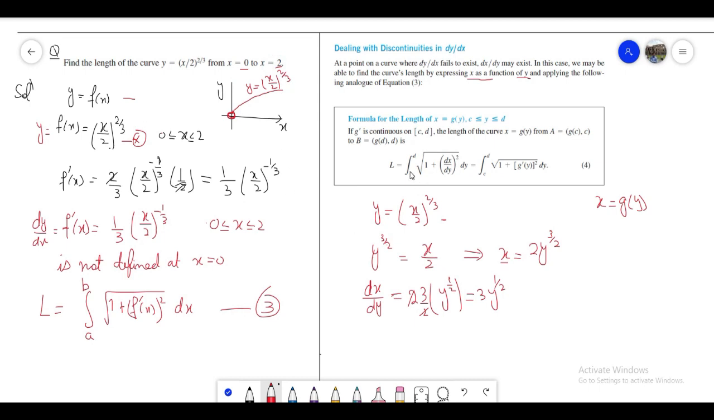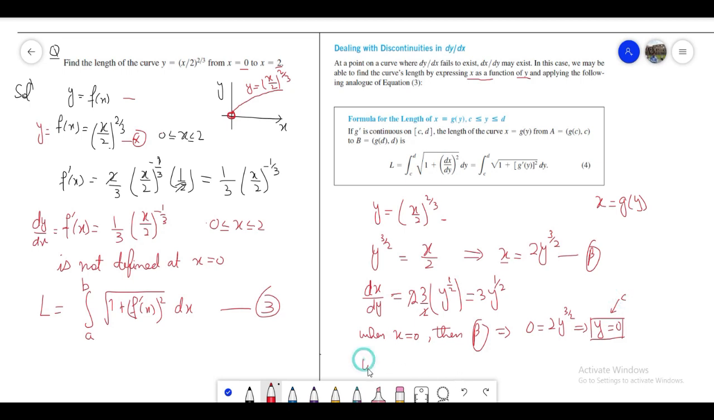Now we have to solve this limit of integration, not for a to b, but for c to d. When x is equal to 0 in this case, let me call this equation beta. Then equation beta implies x is equal to 0 over here. So this is 2 y^(3/2), and this implies that y is equal to 0. This is the one limit of integration, which we can also call c.